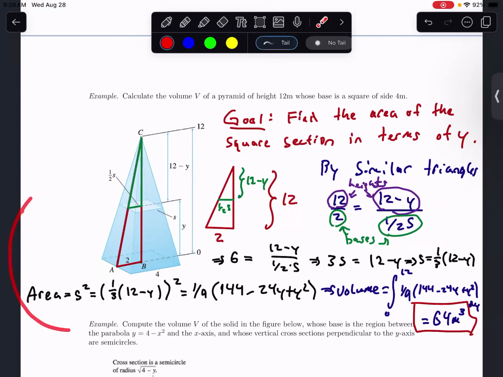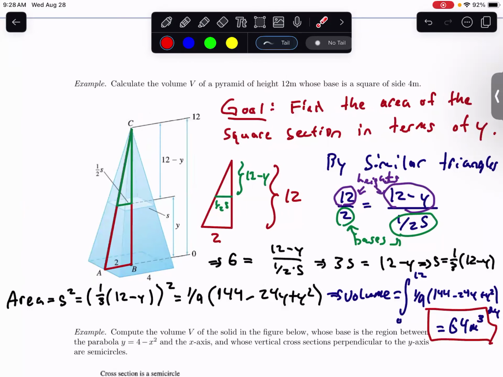Okay, any questions about this example? Yeah, go ahead. Why did we say that area is equal to s squared?